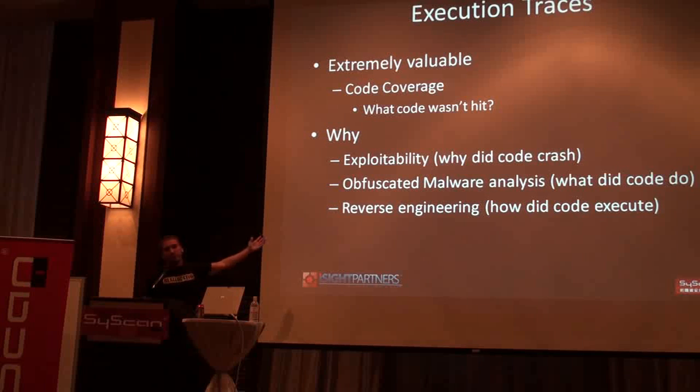So why do we want to do execution traces? Specifically at iSight, we focus on these three things here. Exploitability: why did the code crash? If we have run traces of execution, we have a better story of how the code was executed when it crashed. And we don't just have a stack frame. We want the entire trace of what was executing at the time, how it got there, all the way back from when the program began.